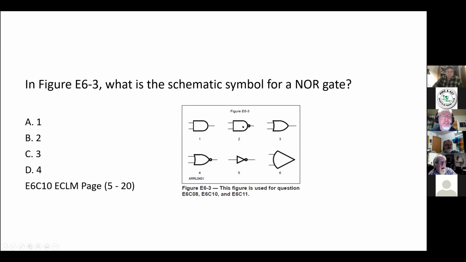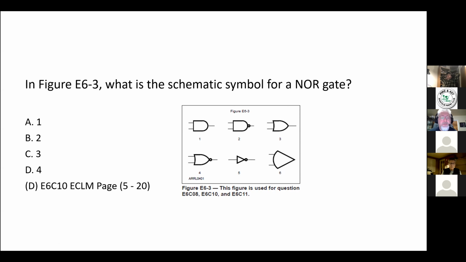In figure 6-3, what is the schematic symbol for a NOR gate or a negated OR? A, number 1, B, number 2, C, number 3, or D, number 4? Delta is correct. The OR symbol with the negator on it.